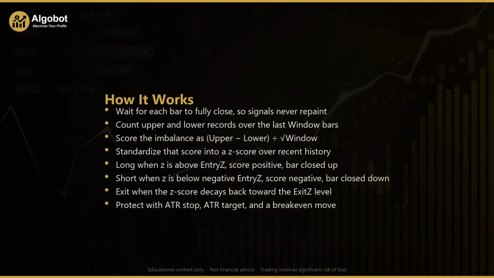For exits, the strategy watches for the drift to fade. An open long is closed once the Z-score slips back down to the ExitZ level, and an open short is closed once the Z-score recovers back up to the negative ExitZ level. On top of that, every position is protected by a stop-loss and a take-profit set at multiples of the average true range, and once price moves far enough in favor, the stop is pulled to the entry price to remove the initial risk. Remember, stops can still be subject to slippage, and losses are a normal part of trading.